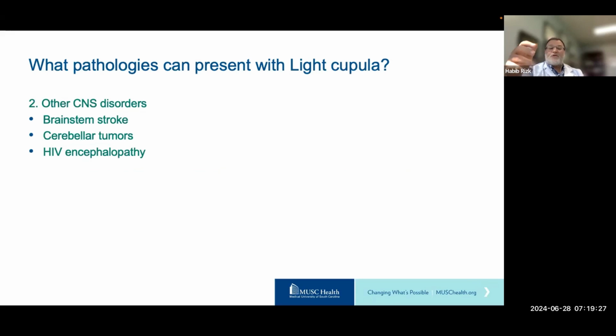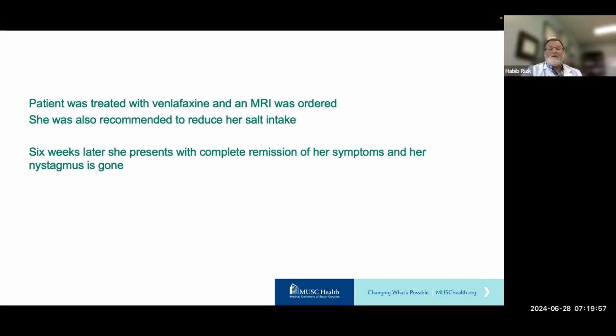Other CNS disorders like a brainstem stroke or a cerebellar tumor or even certain types of encephalopathy have been implicated with the light cupula mechanism. And with the advent of the MRI delayed sequence that detects hydrops, we found that things like retrocochlear tumors, like schwannomas, can be associated with hydrops. So it's not a stretch to think that a retrocochlear pathology could also influence endolymph homeostasis physiology.